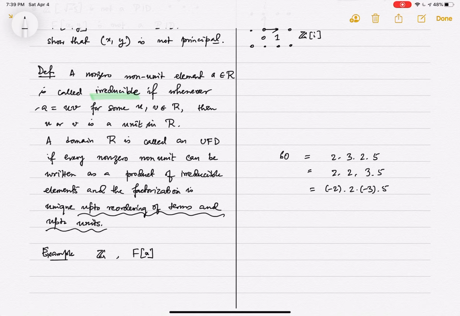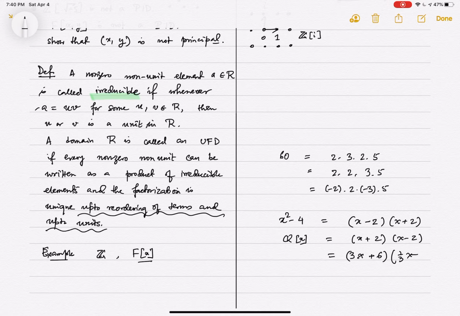And if you take F[x], then you give me something like x squared minus 4 in Q[x] maybe. You can factor it as (x minus 2)(x plus 2). Again, not really unique. You could reorder. You could also write it like this. You could also fudge with the constants, the units. So you could write 3x plus 6 and then make it 1/3 x minus 2/3. Just put a 1/3 and a 3 because those are the units in Q[x]. But that's pretty much all the freedom you got. So that's what the uniqueness means.